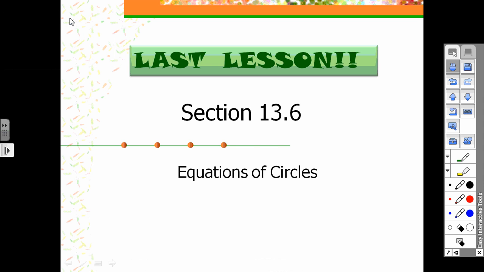Guess what, folks? We made it to the last lesson of the year. How excited are you? All right, so the last one is all about the equations of circles.